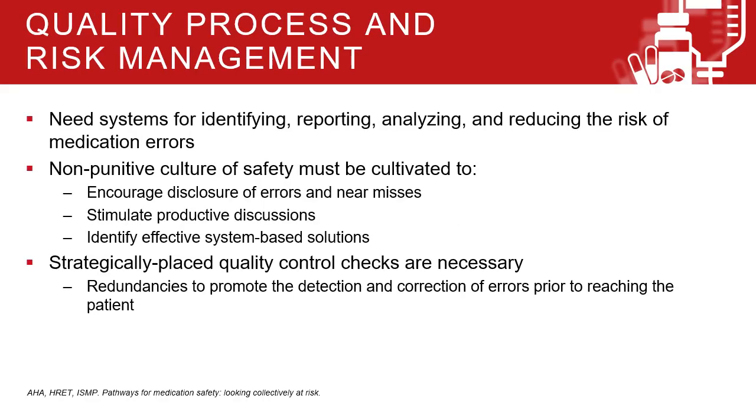Finally, our last key element of the medication use system focuses on quality and risk management. Healthcare organizations must have robust systems in place for identifying, reporting, analyzing, and mitigating medication errors. A non-punitive culture of safety is essential to encourage open reporting of errors and near misses, allowing organizations to learn from incidents and implement system-based solutions that prevent recurrence.